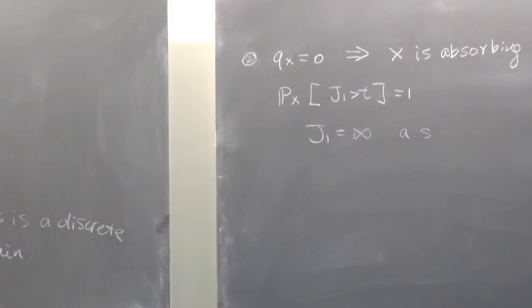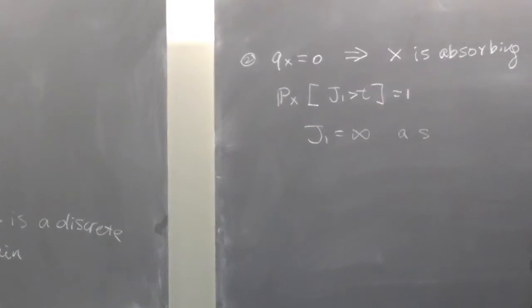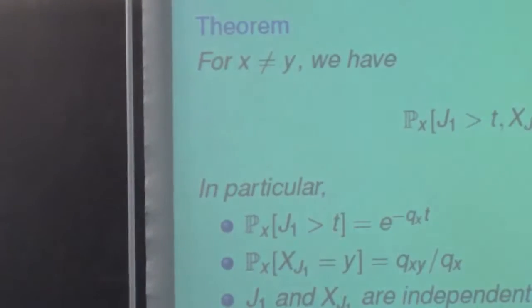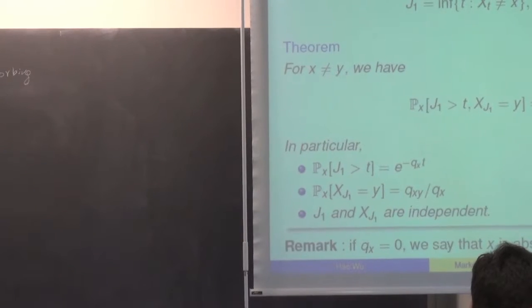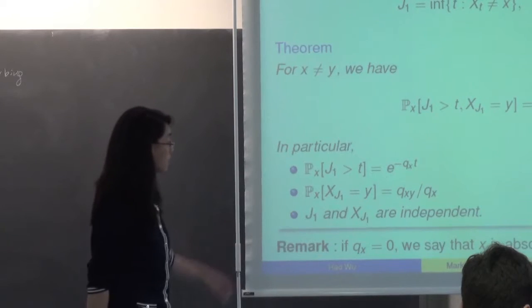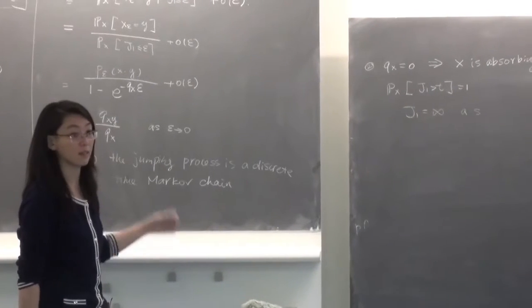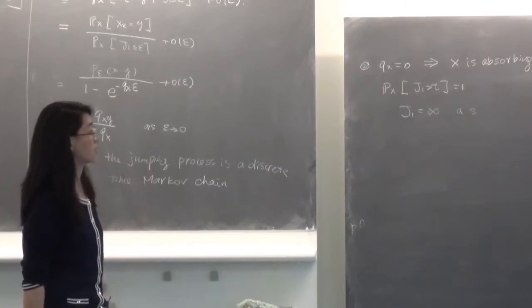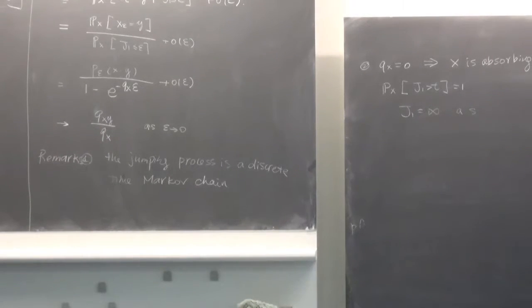So now we have completed this theorem. First, the theorem assumes q_x is not 0. Then the joint law of the jumping time and the jump process is given by this right-hand side. When q_x is 0, then in fact J1 equals infinity almost surely. So once the Markov chain jumps to x, it stays there forever. So x is an absorbing state. Okay, so this is the relation between the infinitesimal generator and the jumping process.